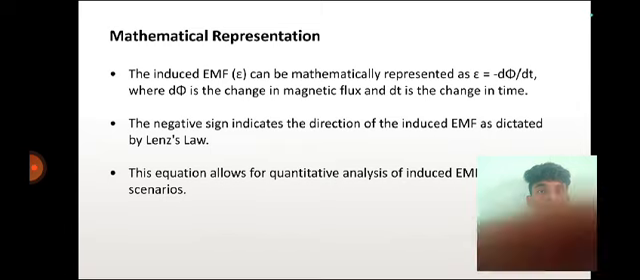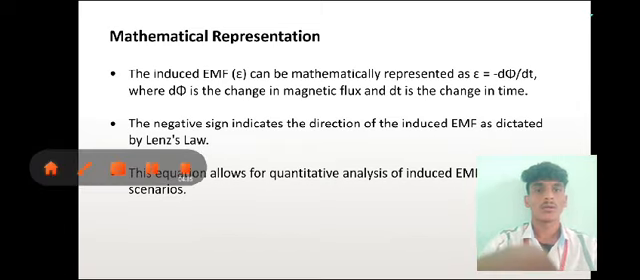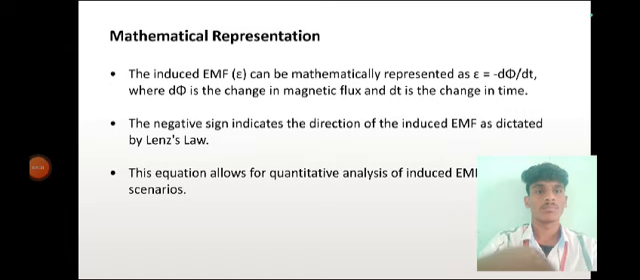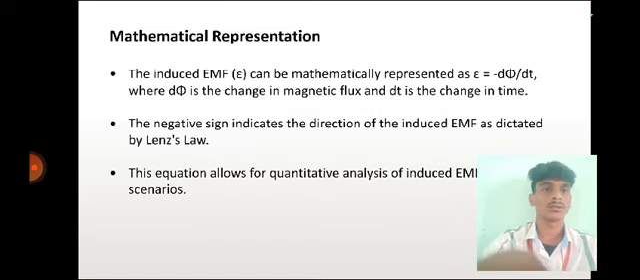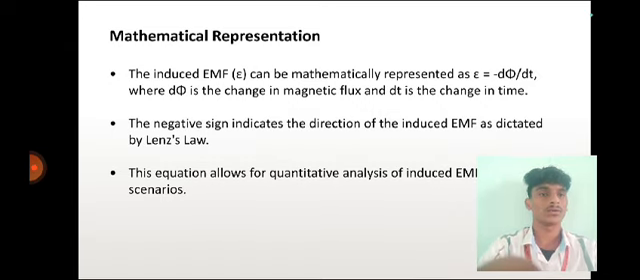Mathematical representation. The induced EMF can be mathematically represented as E equals minus dΦ/dt, where dΦ is the change in magnetic flux and dt is the change in time. The negative sign indicates the direction of the induced EMF as dictated by Lenz's law. This equation allows for quantitative analysis of induced EMF scenarios.